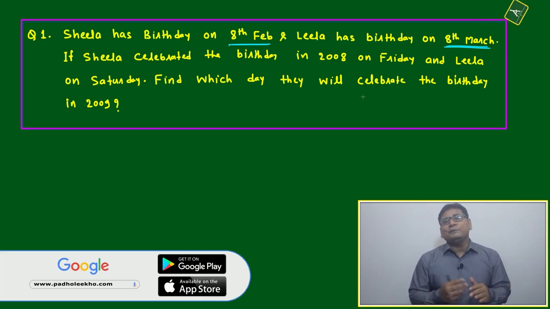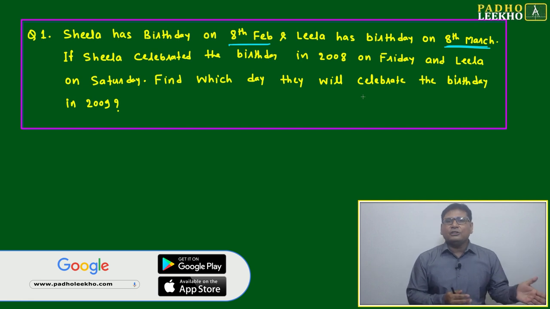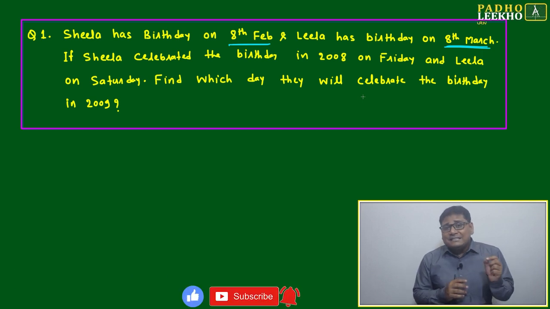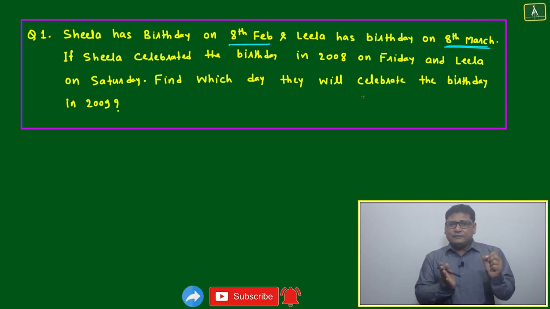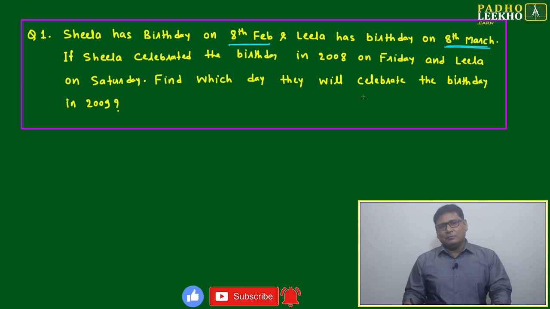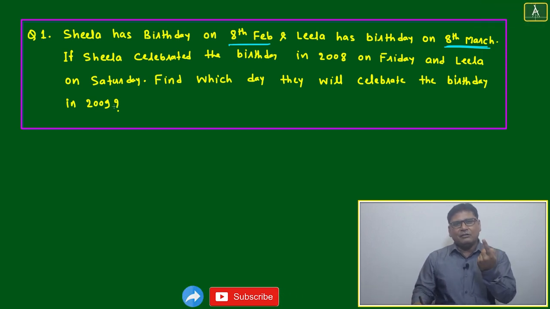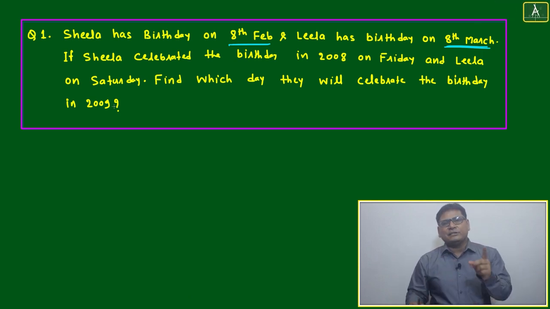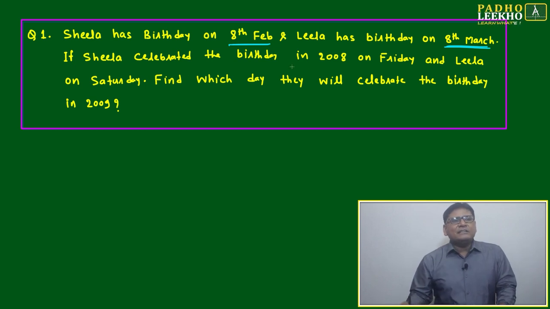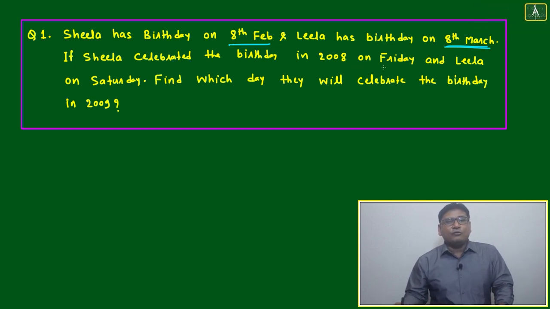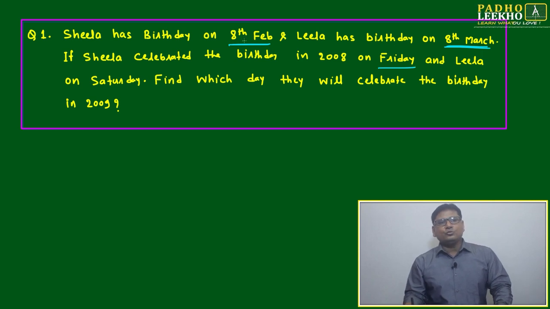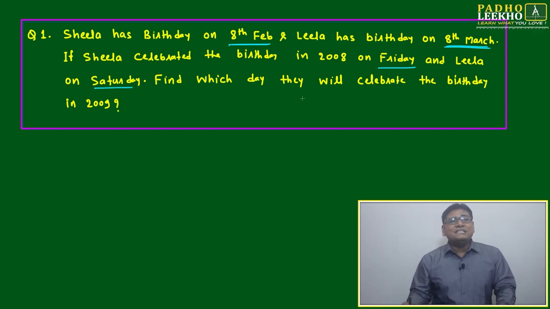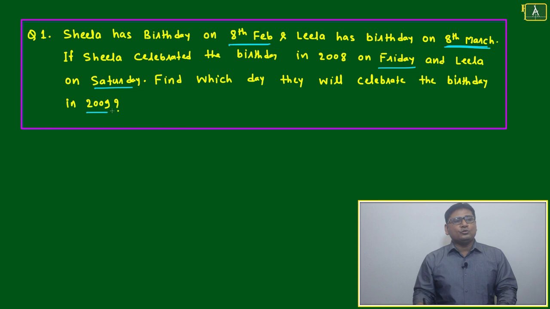If we are moving from a leap year to a non-leap year, or non-leap year to non-leap year, or maybe non-leap year to leap year, in any such movement, whether the date you are calculating is before February or after February will matter. Because that one extra day, 29th February, will be included or excluded depending on the date. If Sheila celebrated the birthday in 2008 on Friday, meaning 8th February 2008 was Friday, and Leela on Saturday, find which day they will celebrate the birthday in 2009.